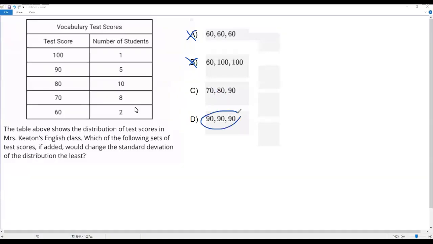Here all the three values are getting deviated from the mean 80, but here only two values are getting deviated. Even those two values are close to the mean. So one particular value is not getting deviated. So option D is also incorrect. When I take option C, that is, when I add this set of three test scores into the data, it will change the standard deviation of the distribution the least. So the correct answer choice for this question is option C.